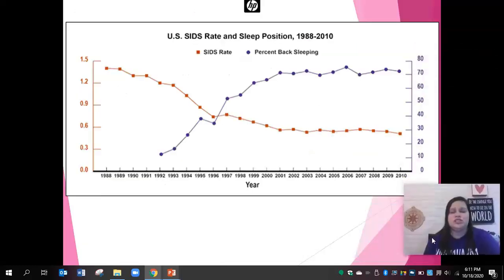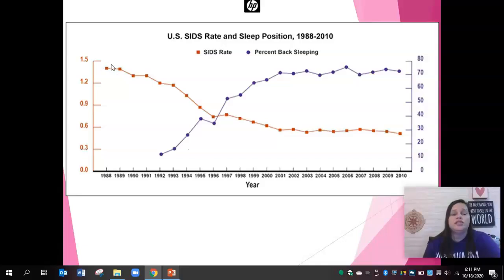Here are some percentages or statistics showing that the SIDS rate, and this is only until 2010, has gradually gone down, but now it's kind of plateaued. But it went down as the mantra that back is best was really being promoted, making sure your child is sleeping on their back where they can breathe. As that became way more common, SIDS has gone down.